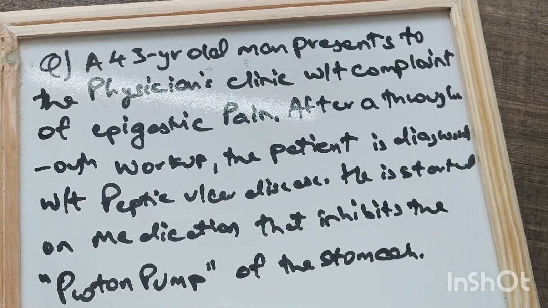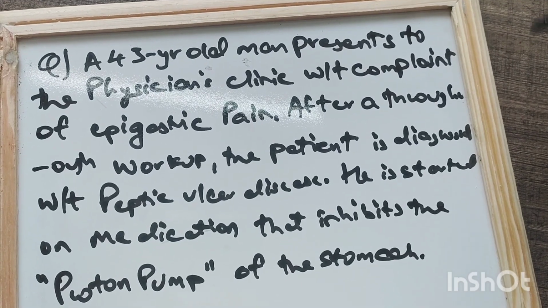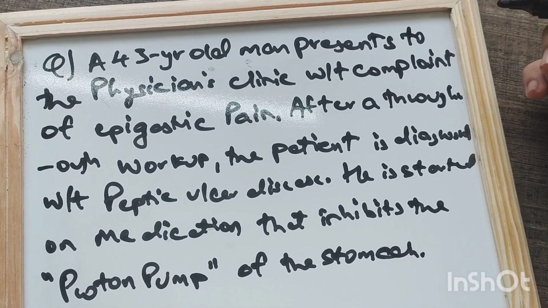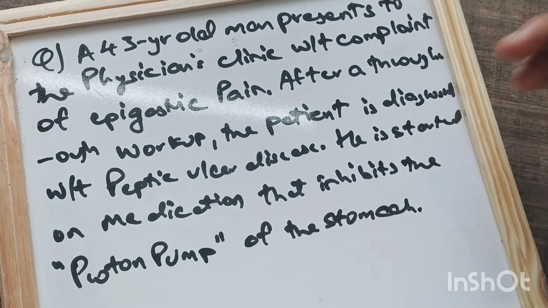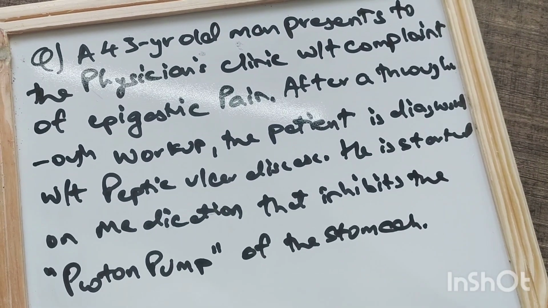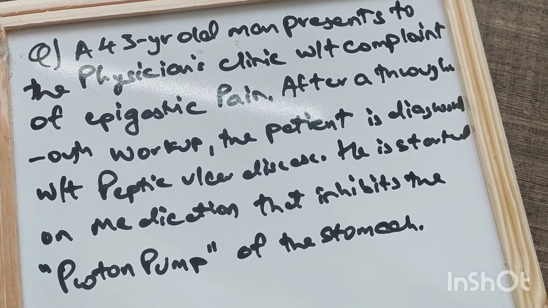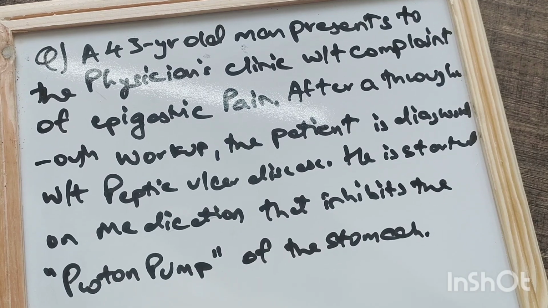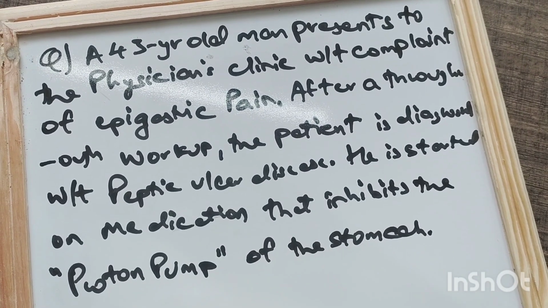A 40-year-old man presents to the physician's clinic with complaints of epigastric pain. After a thorough workup, the patient is diagnosed with peptic ulcer disease. He is started on medication that inhibits the proton pump of the stomach.